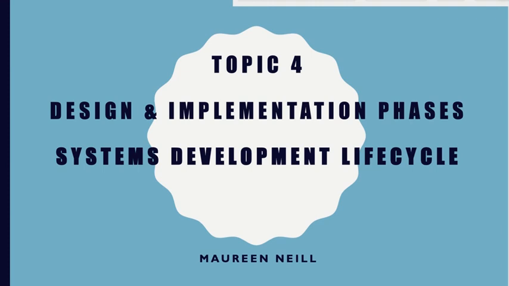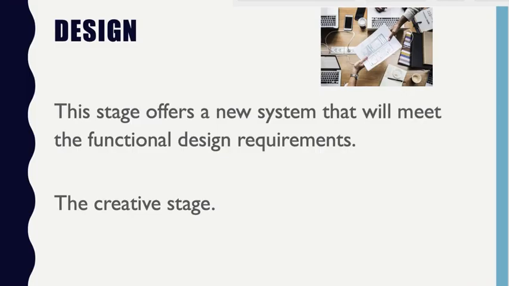We are now going to take an overview look at the last two phases of the systems development lifecycle, which are number 1, design, and then finally implementation. The design stage offers a new system design that will meet the functional design requirements, which are the output of the previous stage, which is the analysis stage. This is perhaps the most creative stage of the overall process or waterfall method for systems design.